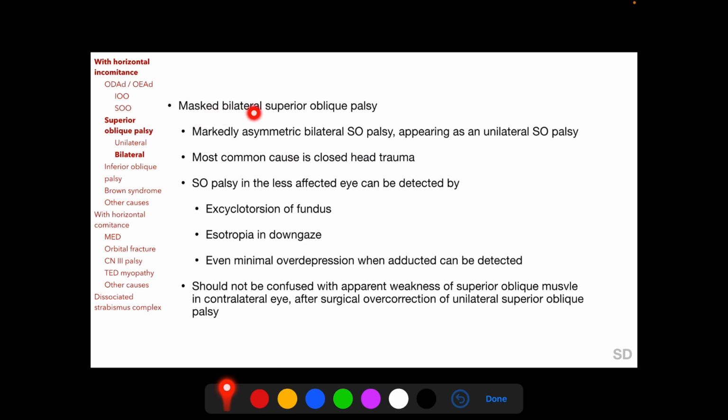A masked bilateral superior oblique palsy is a markedly asymmetric bilateral superior oblique palsy appearing as a unilateral superior oblique palsy. And the most common cause of masked bilateral superior oblique palsy is the same as the most common cause of bilateral superior oblique palsy, that is closed head trauma. And the superior oblique palsy in the less affected eye can be detected by excyclotorsion of the fundus, esotropia between the two eyes in down gaze, and an overdepression in adduction, even if minimal, can usually be detected.